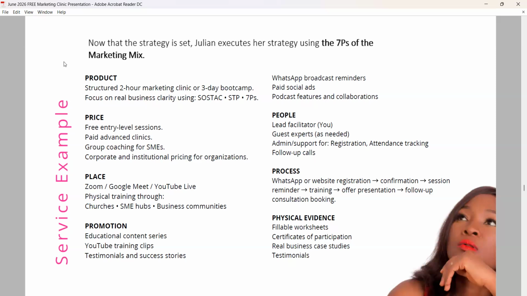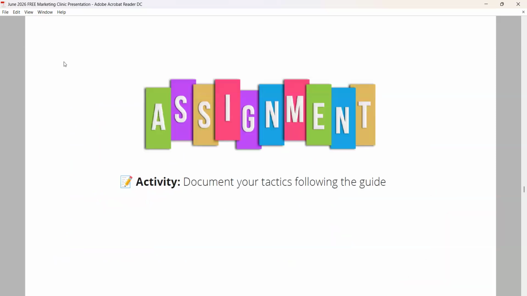Physical evidence: my fillable worksheets, certificate of participation when I'm ready to start issuing that, real business case studies, and testimonials. There are other things that I can as well add. So document your own tactics. Play this video, pause it, write out things. I don't have a worksheet for this.